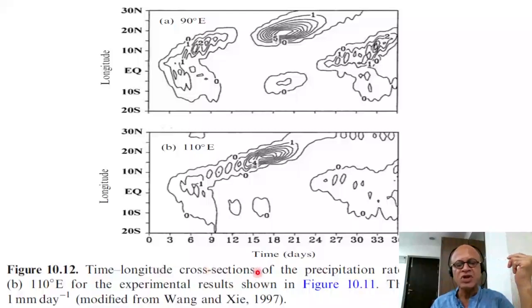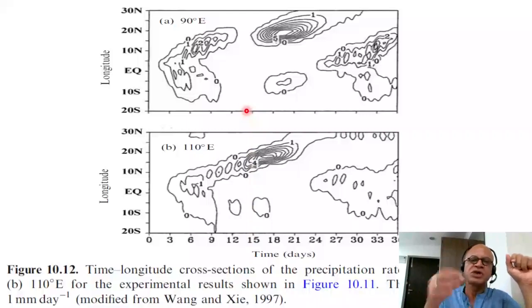So looking at the time-longitude cross sections of the precipitation rate along 90 east, which is in the Bay of Bengal, where the northward propagation tends to be most prominent. And then you have the low pressure systems going off from the northern Bay of Bengal into the core monsoon zone, which are related to the active-break periods. As we saw, the number of low pressure systems during the active periods are maybe 3 times or more higher than during the break periods. So we still have to understand the relation between the northward propagation and the low pressure systems.